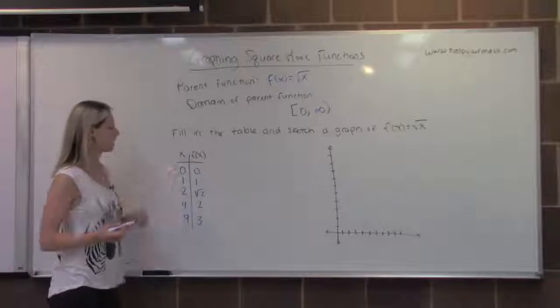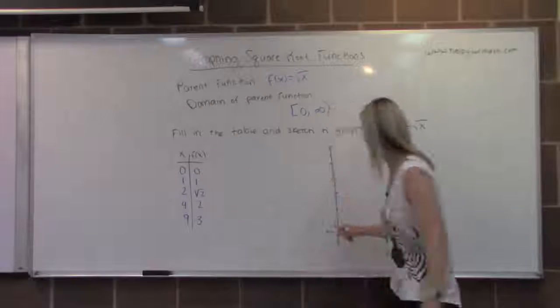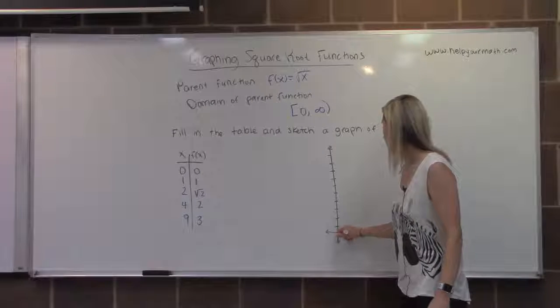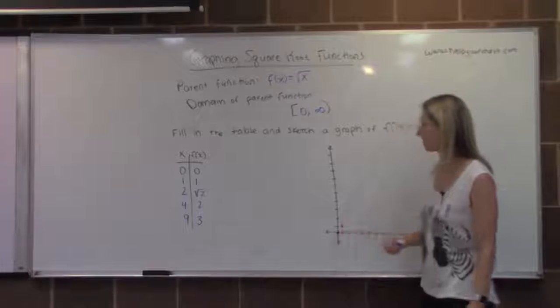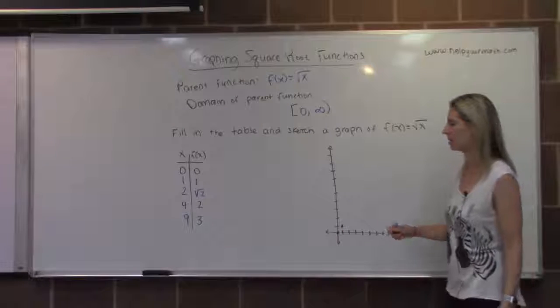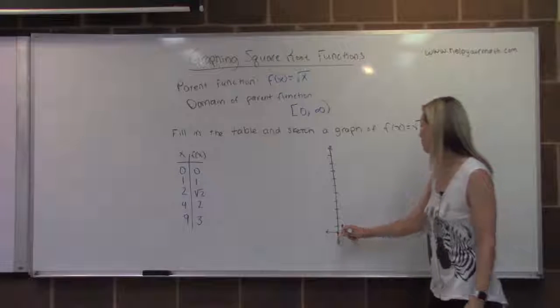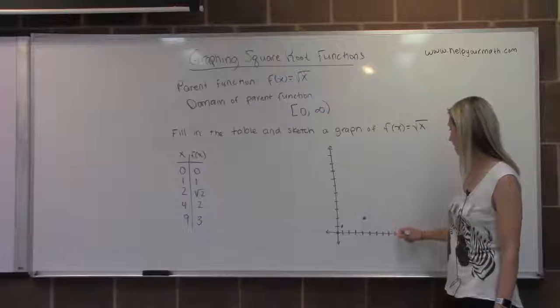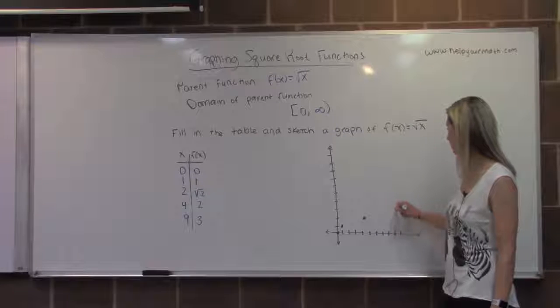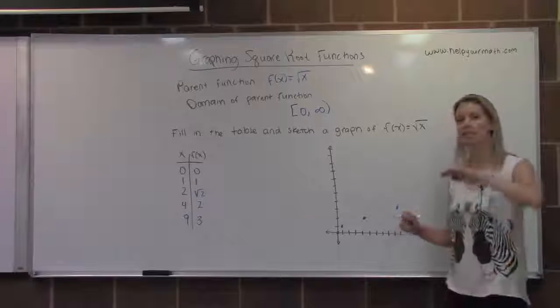Okay, so starting at the origin 0, 0. That's the first point of this graph, and then 1, 1. I'm going to skip 2, radical 2. I'm not going to find radical 2 on my graph. And then 4, 2. And then 9, I think I went up to 10, so 9 would be here. 9, 3. And so what the graph is, it's a curve.